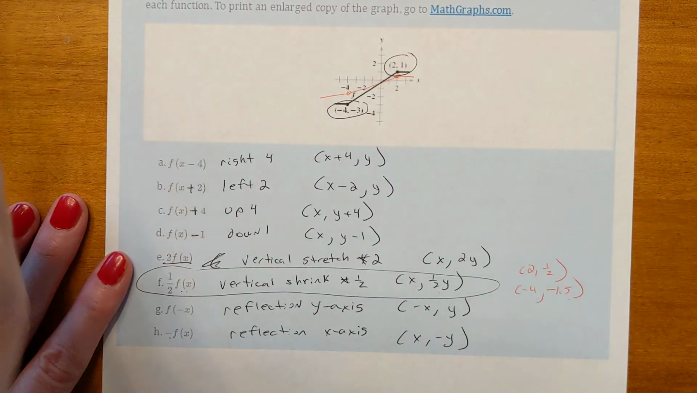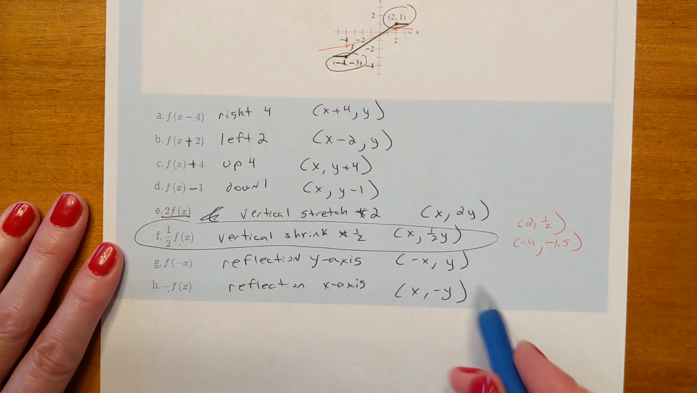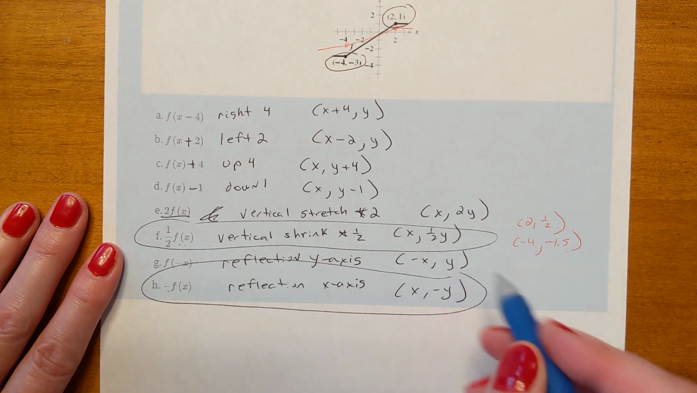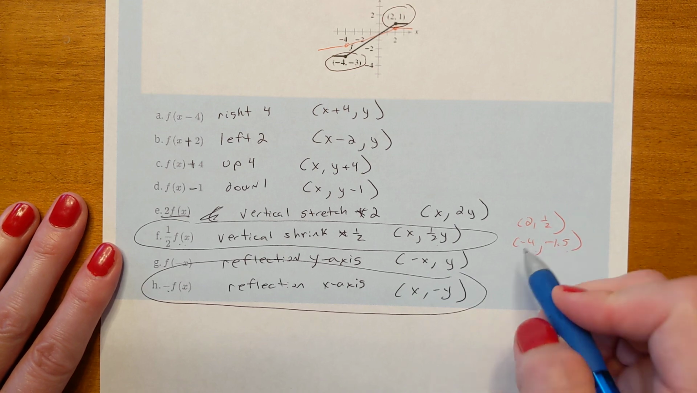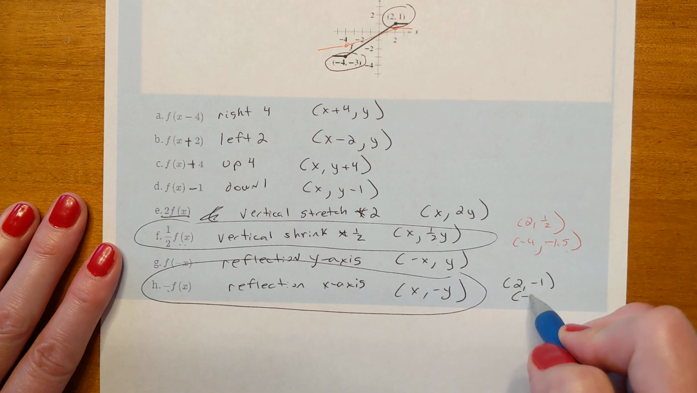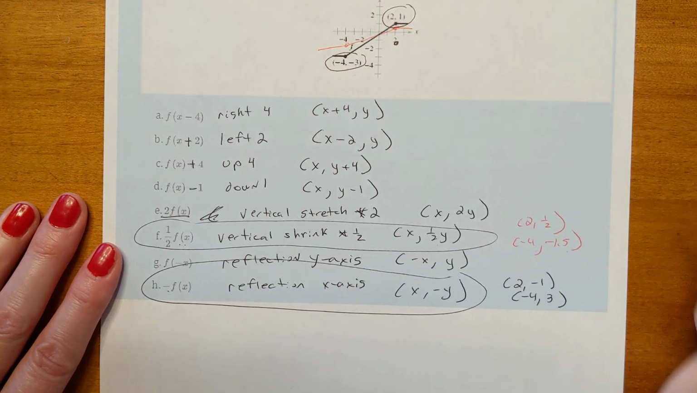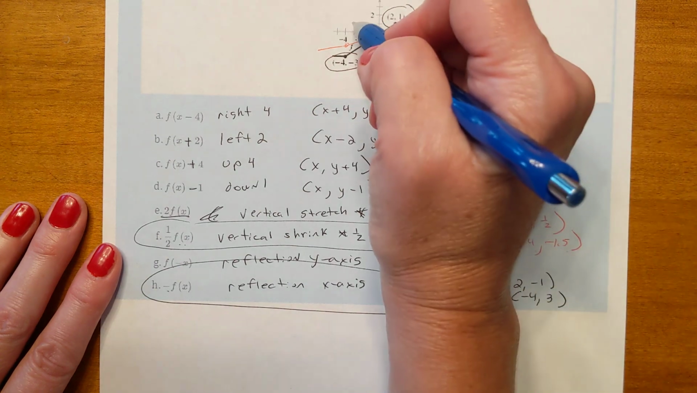Then one more. We'll go ahead and do maybe this one. So again, the x stays the same, but the y changes signs. So it becomes 2, negative 1 and negative 4, positive 3. So 2, negative 1 and negative 4, positive 3.